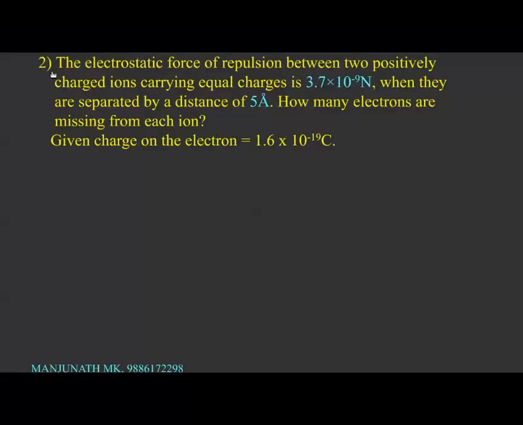Next problem. Problem number 2. The electrostatic force of repulsion between two positively charged ions carrying equal charges is 3.7 into 10 to the power of minus 9 Newton when they are separated by a distance of 5 angstrom unit. How many electrons are missing from each ion? Given charge on the electron is equal to 1.6 into 10 to the power of minus 19 coulomb.